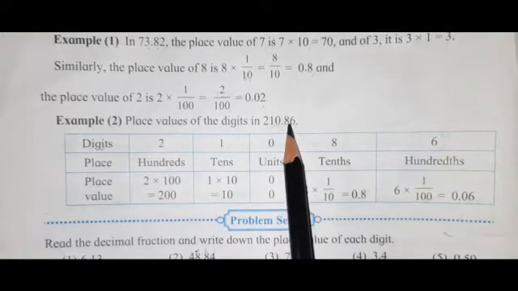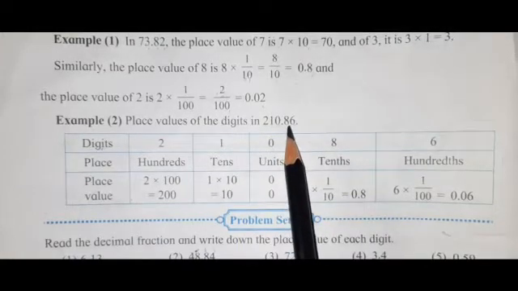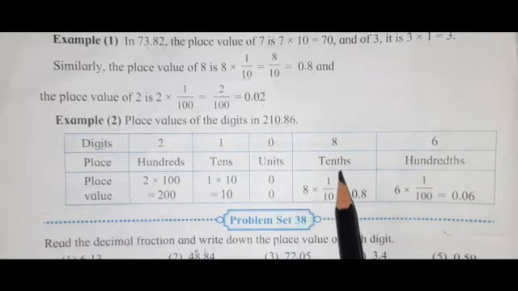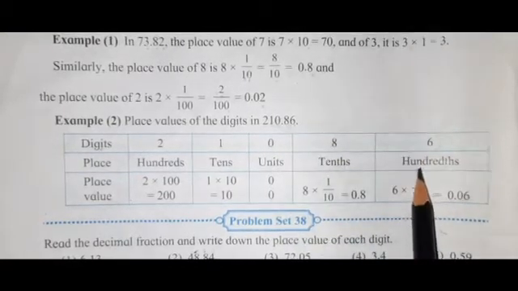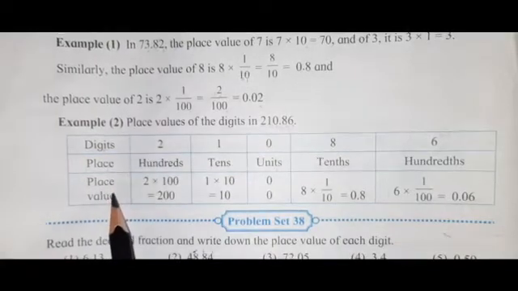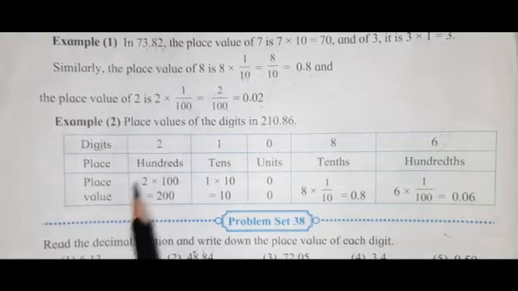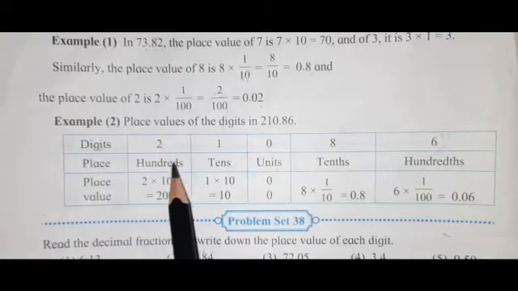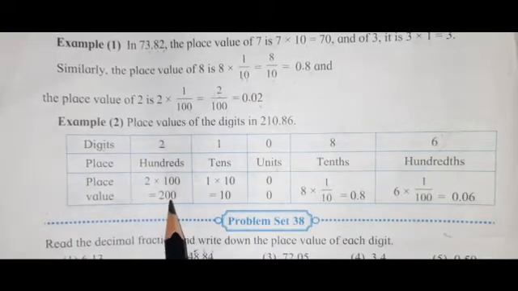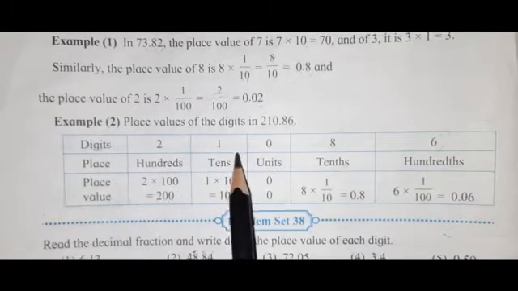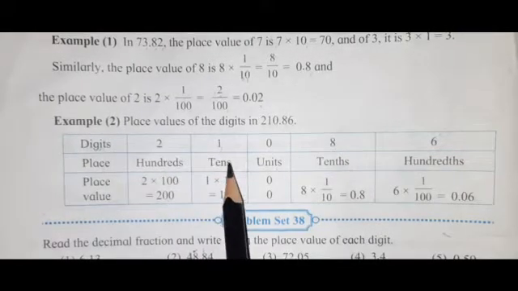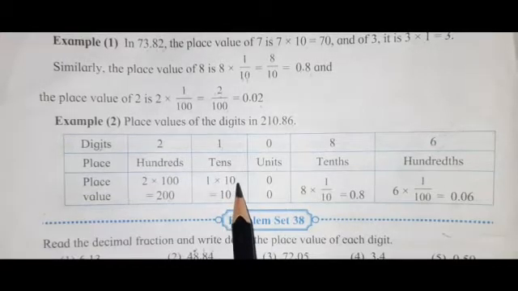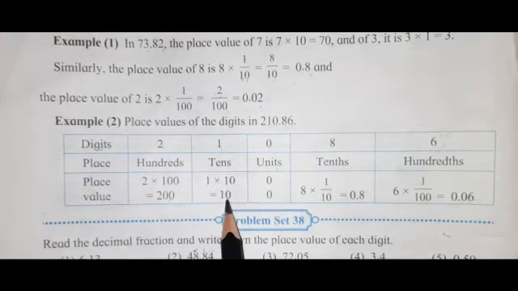The place of 8: after the decimal point, the first place is tenths. So 8 is at the tenths place. 6 is at the hundredths place. Now we write the place values of each digit. Place value of 2: 2 into hundreds. So the place value of 2 is 200. Now place value of 1: 1 into tens. So 1 into 10 is equal to 10.